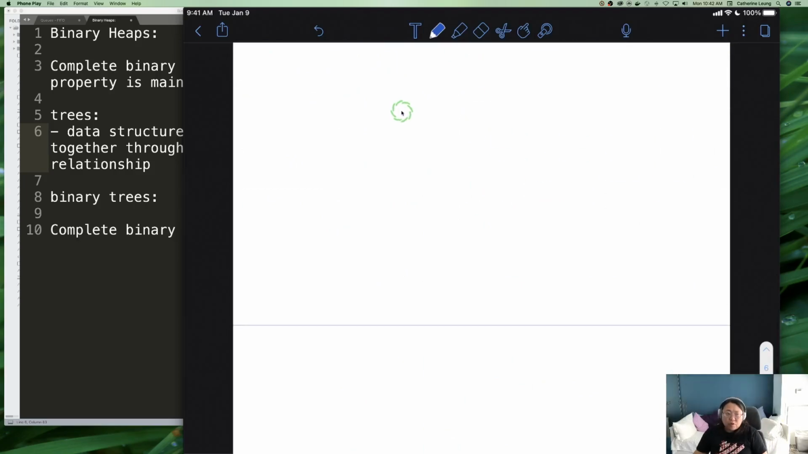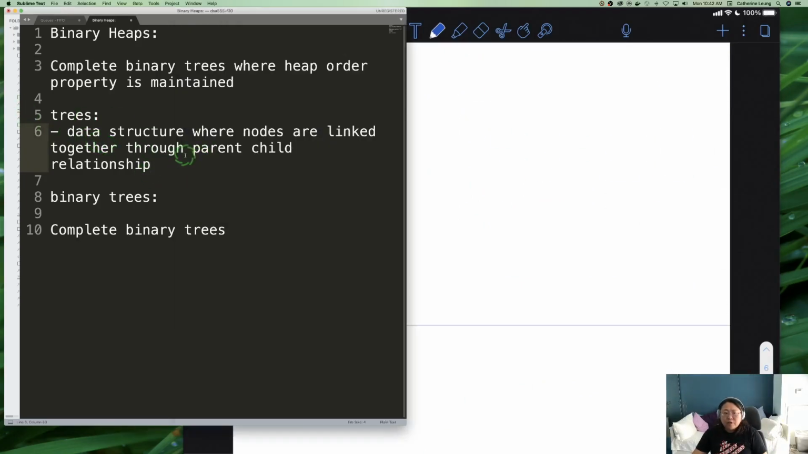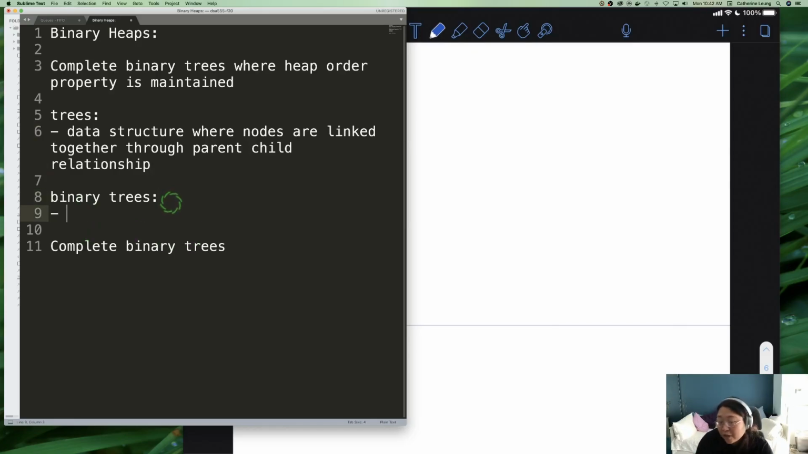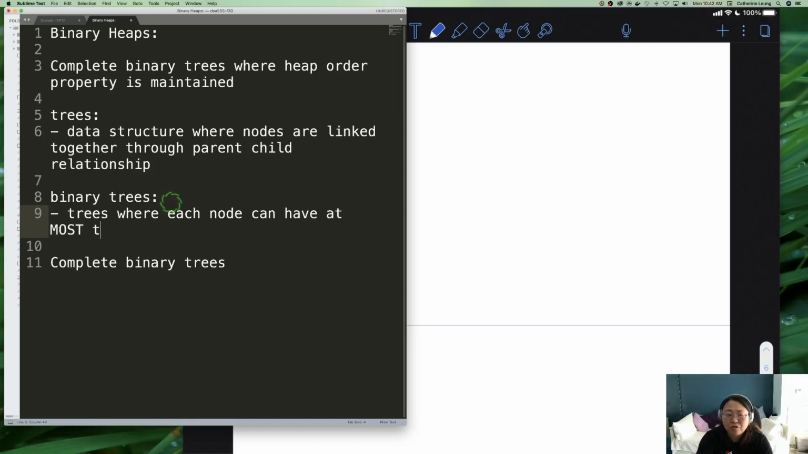So that covers what trees are, but that doesn't finish our definition. So what about binary trees? Well, first of all, they are trees. Trees where each node can have at most, okay, so it's not at least, it's at most two children. You cannot have three children in a tree.